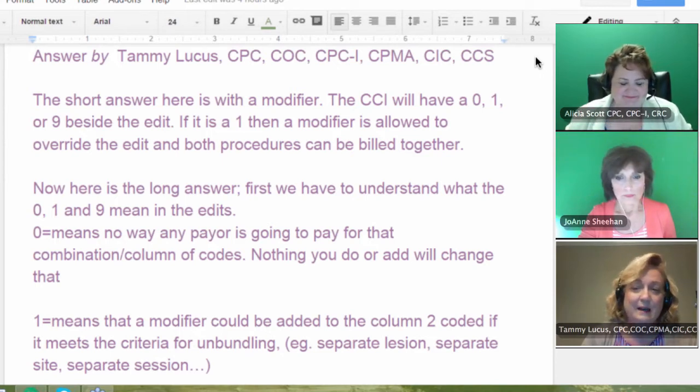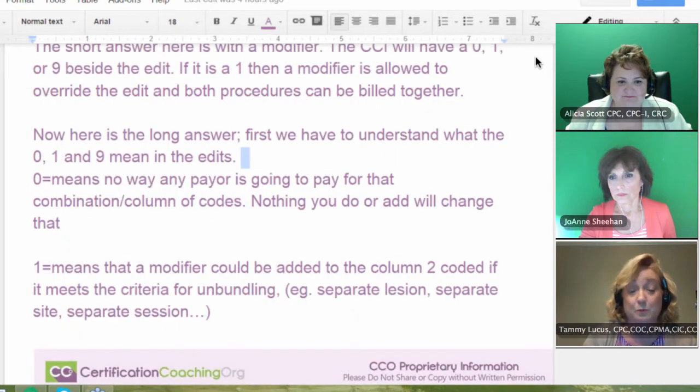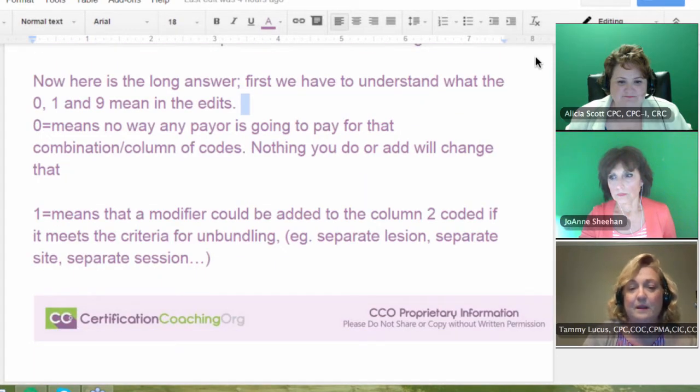The CCI will have either a 0, a 1, or a 9 beside the edit in that column. If it is a 1, then a modifier is allowed to override your edit, and both procedures can be billed together, or multiple procedures depending on. Now here's the long answer. First, we have to understand what the 0, the 1, and the 9 mean in the edits.